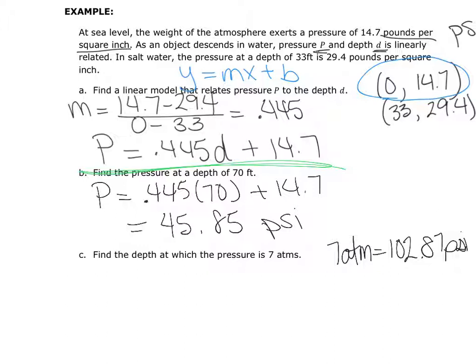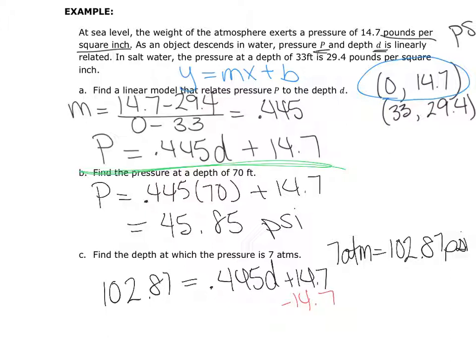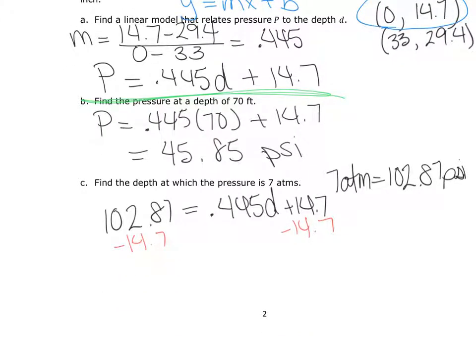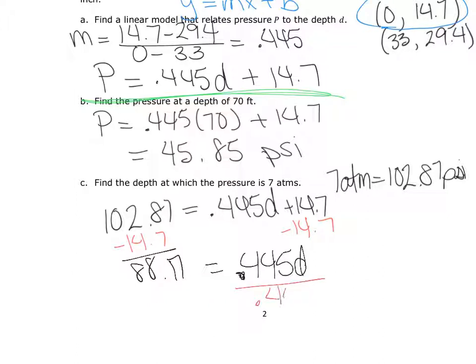That is my P value. So this time I am doing 102.87 is equal to my 0.445 D plus the 14.7. And you guessed it, we're going to go ahead and subtract 14.7 from both sides. And after we subtract the 14.7 from both sides, we end up with 88.17 is equal to 0.445D. And of course, we know we are going to divide both sides by that coefficient on D.